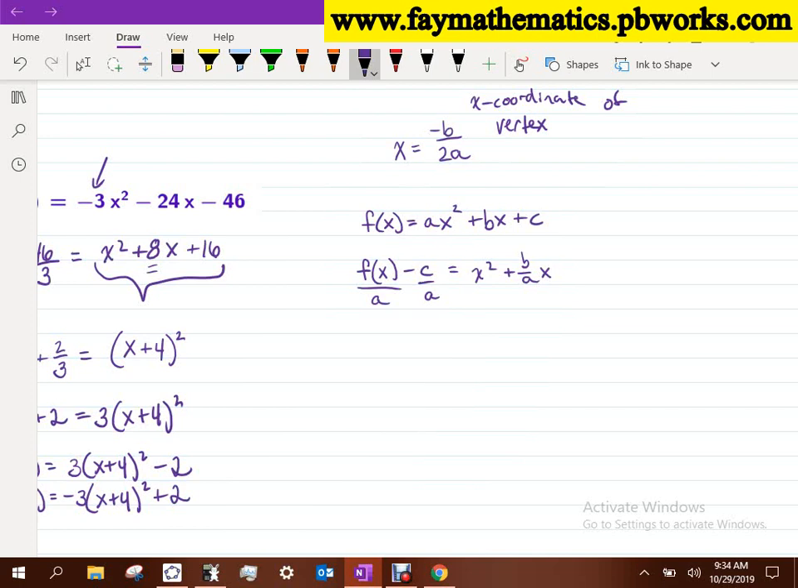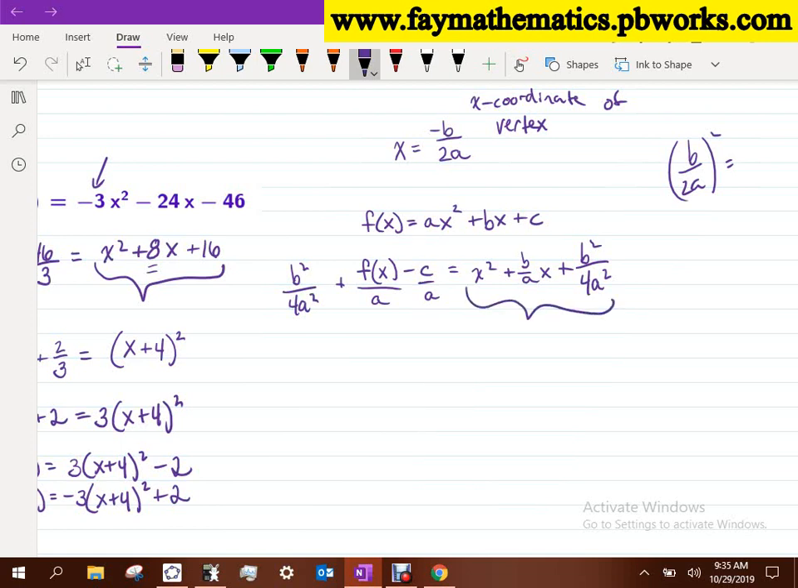Completing the square now. We took half of this, so that would be b over 2a, correct? And then we squared it. So take b over 2a and you square that. Doesn't it turn into b squared over 4a squared? That make sense? Okay. Can I add that to this side? B squared over 4a squared. We cool? All right.